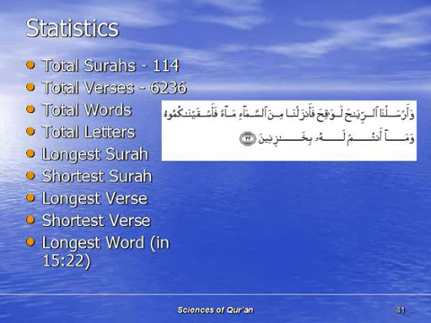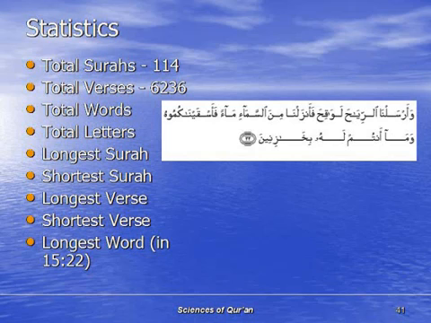A'udhu billahi minash shaitanir rajim. Allah subhanahu wa ta'ala says, وَأَرْسَلْنَا الرِّيَاحَ لَوَاقِحَ فَأَنزَلْنَا مِنَ السَّمَاءِ مَاءً فَأَسْقَيْنَاكُمُوهُ وَمَا أَنْتُمْ لَهُ بِخَازِنِينَ. This is the one. فَأَسْقَيْنَاكُمُوهُ. This is one word.